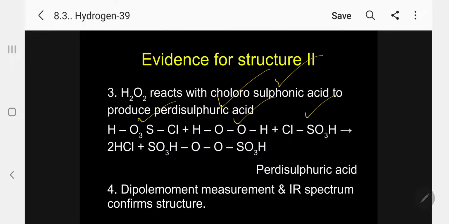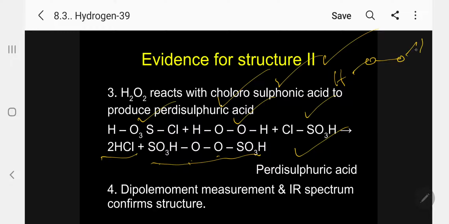So H and OH on both sides are now, 2HCl is eliminated. So we are getting on both sides SO3H, SO3H and OOO. This is per-disulfuric acid. Please follow. This is per-disulfuric acid. It's a strong evidence to support structure 2 is the correct one. Structure 2 is the correct structure.